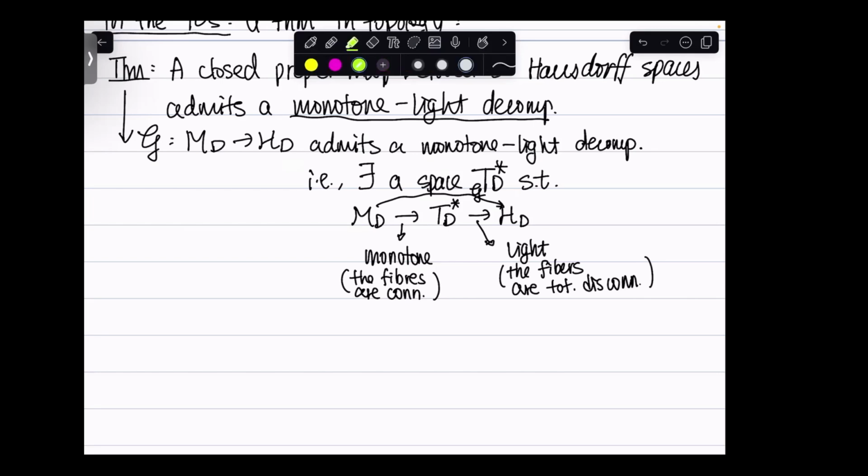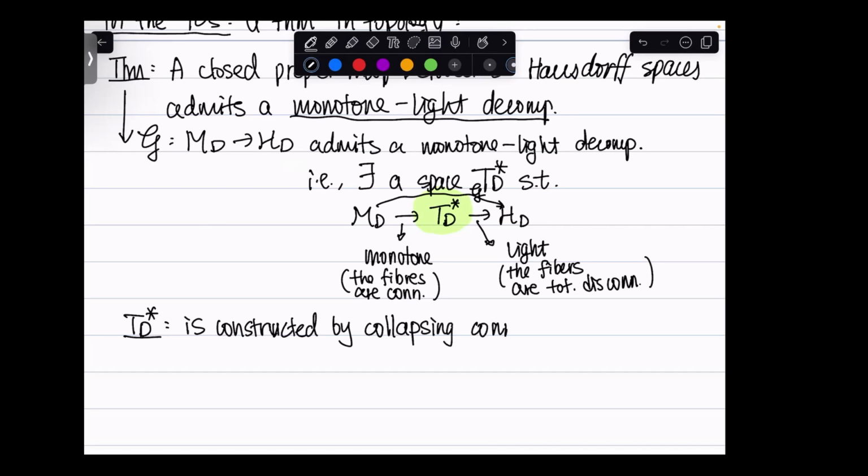So the mystery is this TD star. If you go through the proof of this theorem, how do we prove there exists a space TD star? The proof tells us TD star is constructed by collapsing connected components of fibers of this map into points. So basically, I take the map G, and for each point in HD, I look at the fiber, and I collapse each connected component of the fiber into points. That's how I construct TD star.